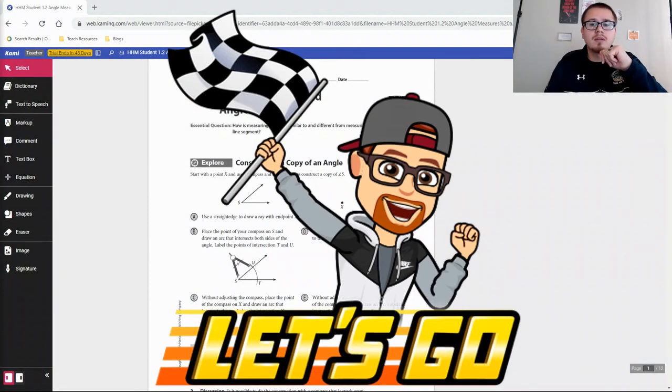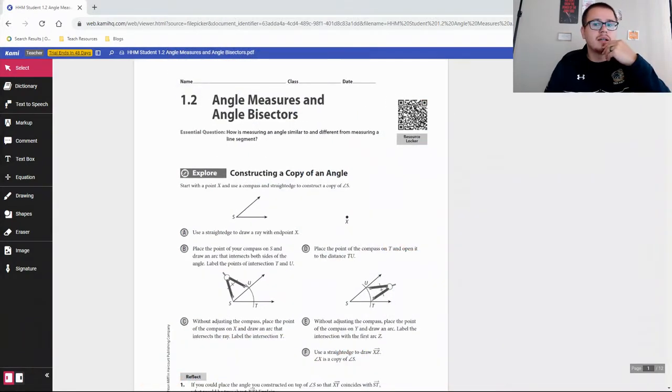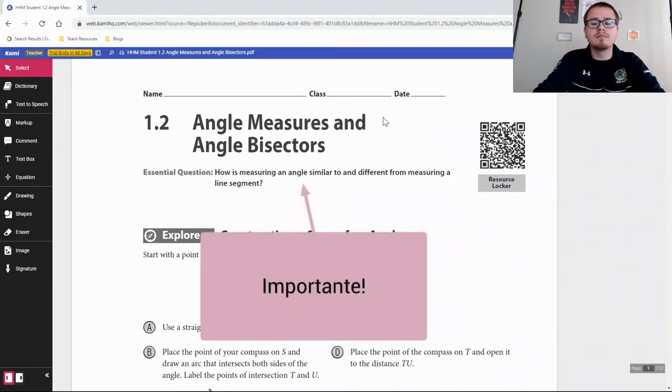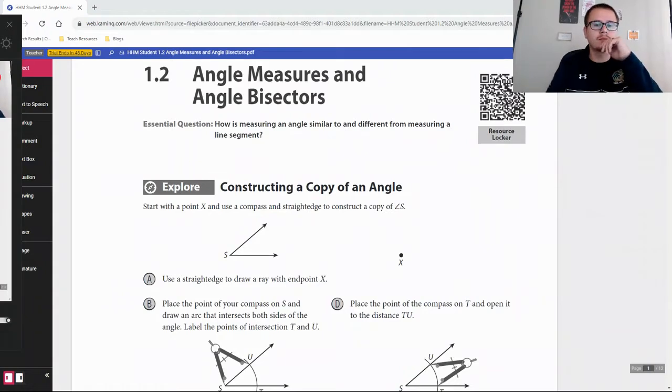So you guys, the big idea today is the essential question, and that's how is measuring an angle similar to and different from measuring a line segment. So keep that in your mind, highlight that. That's really what we're going to want to come to at the end of this, is know that you can answer that question.